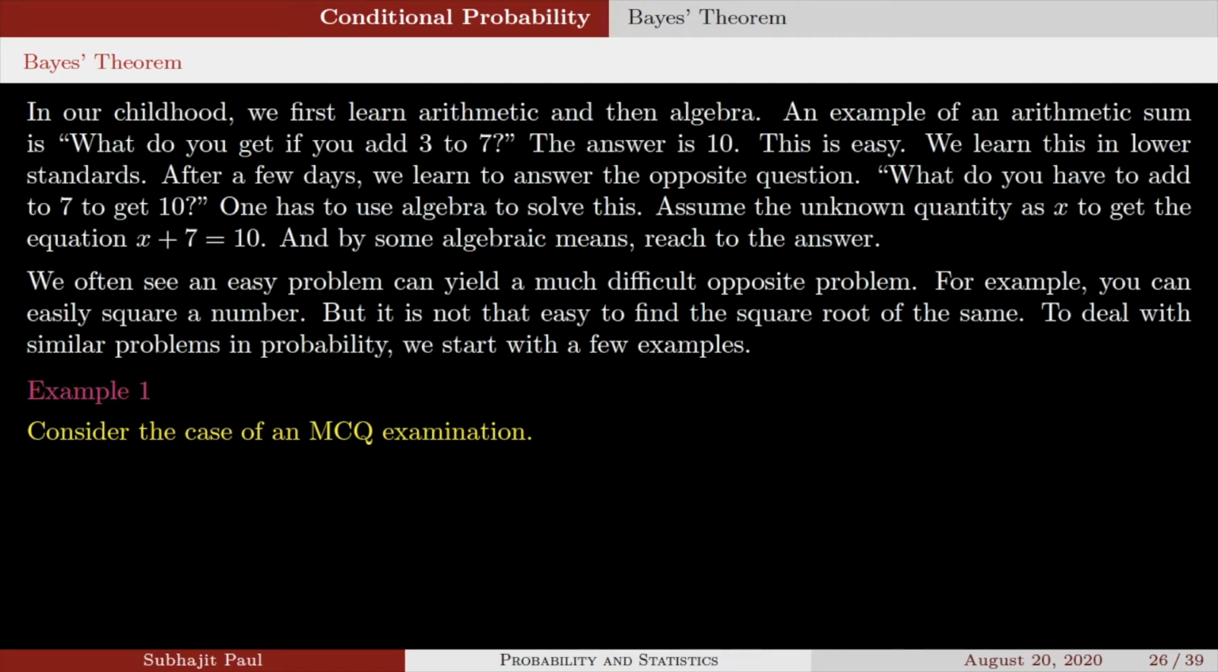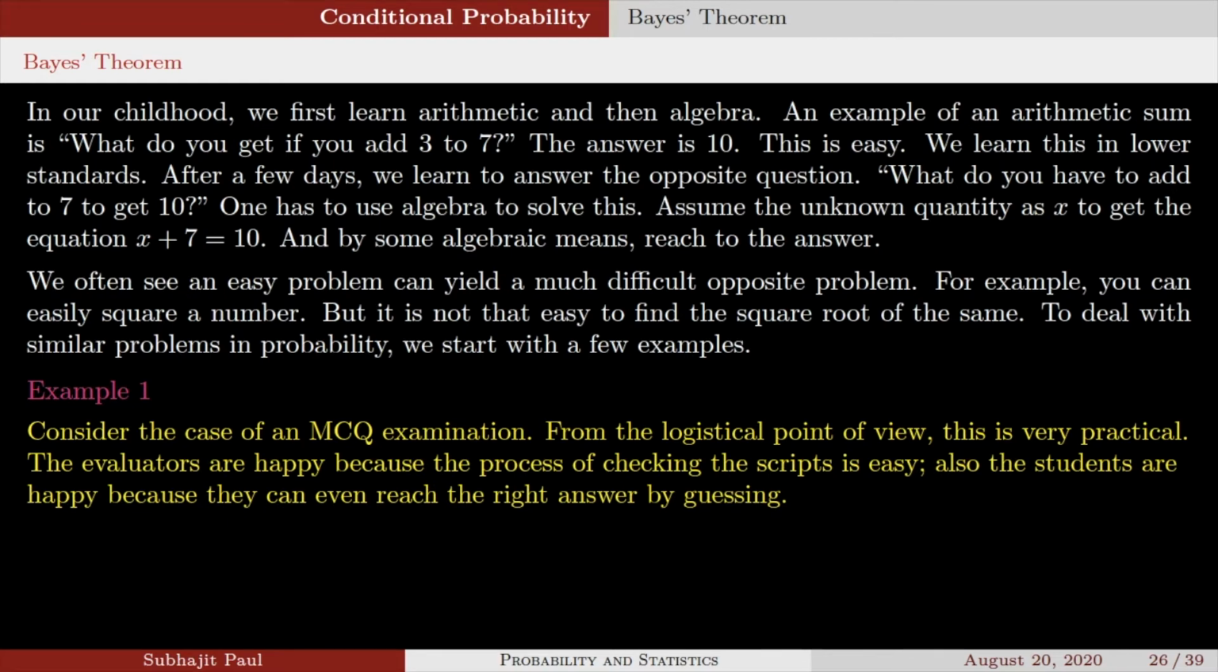Consider the case of a multiple choice examination. From the logistical point of view, this is very practical. The evaluators are happy because the process of checking the scripts is easy. Also, the students are happy because they can even reach the right answer by guessing.